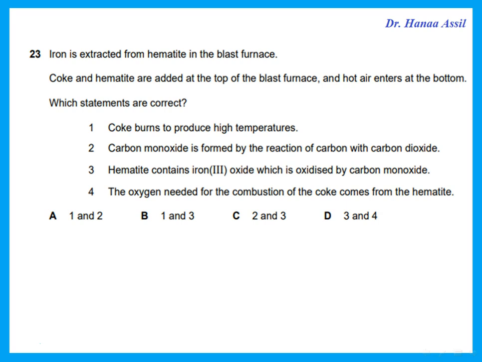Carbon monoxide is formed by reaction of carbon with carbon dioxide. Yes, that's the second reaction that happens in the blast furnace, that the carbon dioxide that was formed from coke with oxygen will be reduced by reaction with carbon. So that is correct. Hematite contains iron 3 oxide, which is oxidized by carbon monoxide. No, actually the iron 3 oxide will be reduced by the carbon monoxide. We're going to remove the oxygen from iron 3 oxide, so it's going to be reduced, not oxidized. So this one is not right.